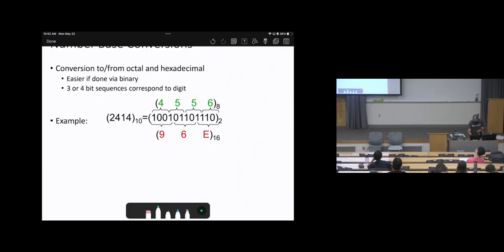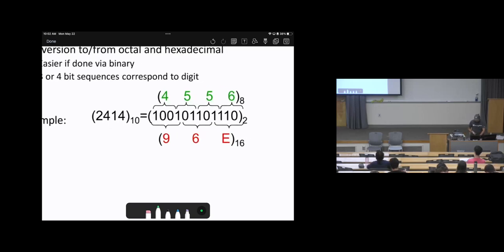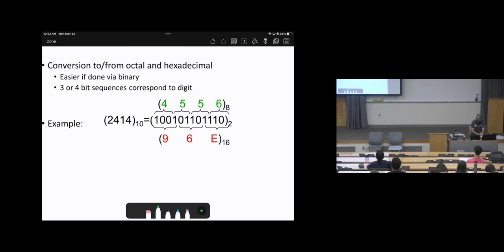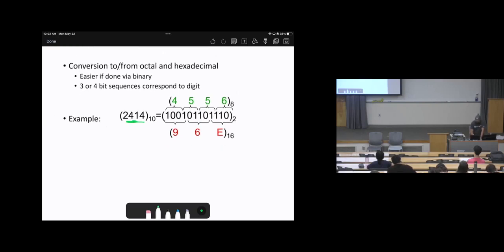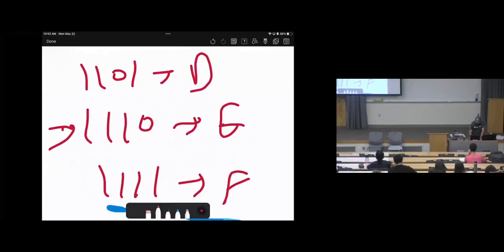Okay, let's look at this example. We need to convert this number to binary, or to octal and to hexadecimal. After converting this to binary, it will be like this one. So if I need to convert this to hexa, group each 4. So this is 1110. Go to the table, 1110 corresponds to E.